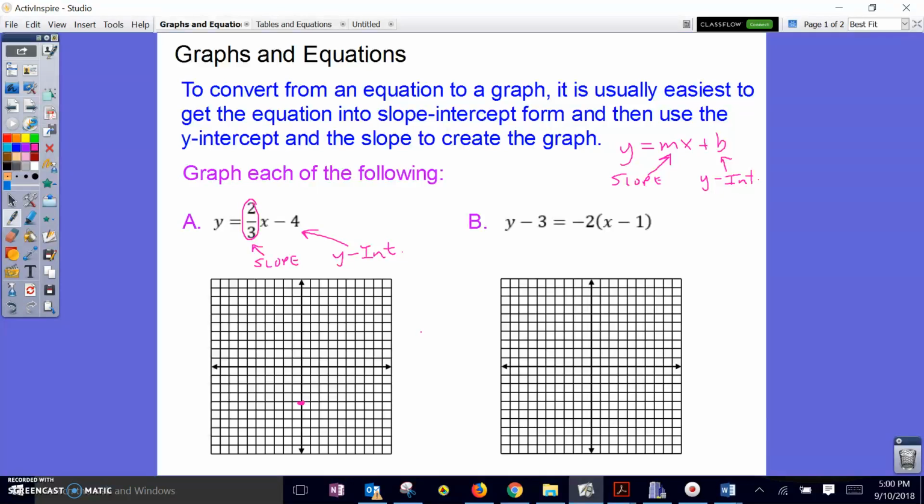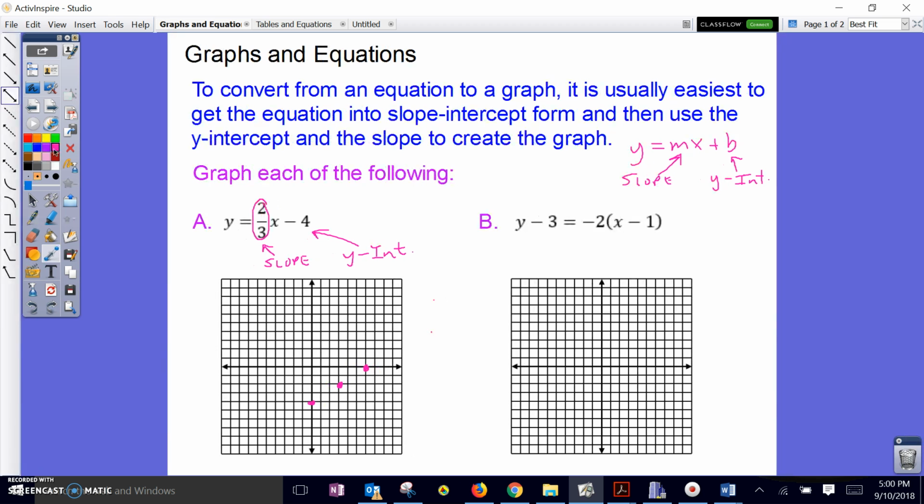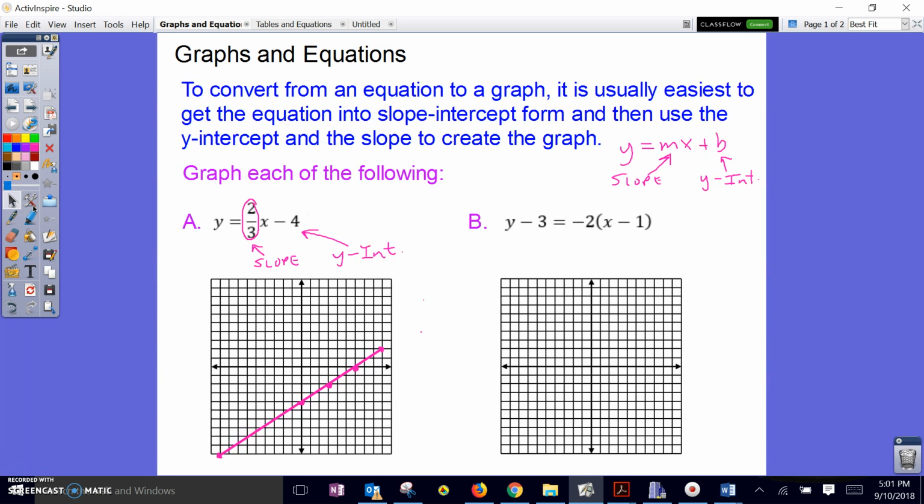Now remember, the slope represents rise over run, and when it's positive, the graph should be rising as we move from left to right. So a slope of 2/3 means I'm going to go up 2 and over 3 to the right, and up 2 and over 3 to the right. And then I'm going to break out my handy dandy ruler, and draw the line through those points. And there's the graph of y equals 2/3 x minus 4.